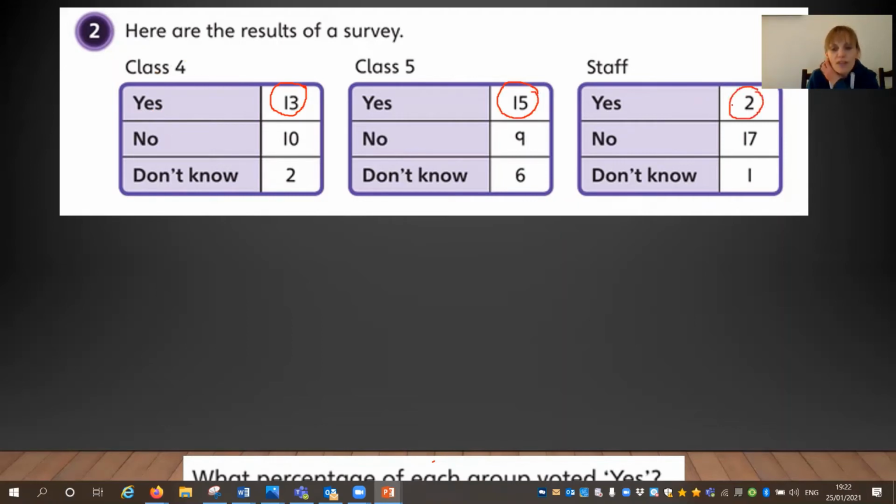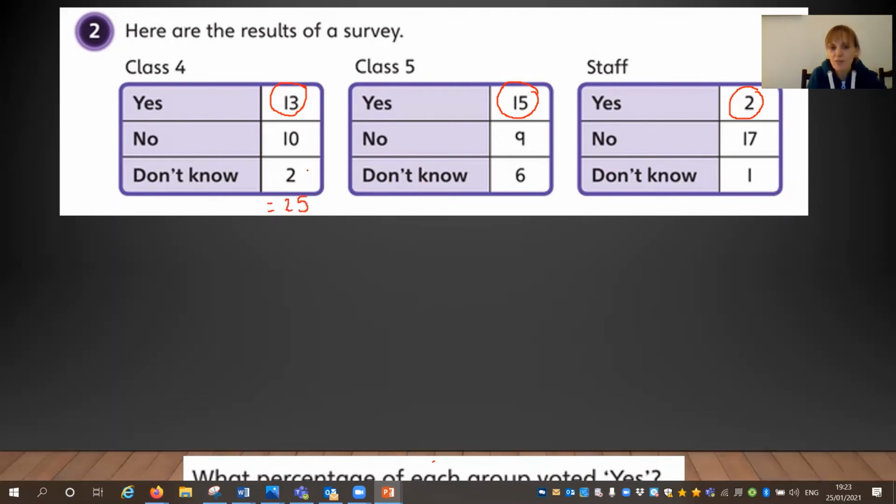Now, the important thing when you have a question like this is that you total how many people have voted before we do anything. That's the same as just looking at a grid and thinking, how many parts has it been divided into? We need to know the total amount before we can work out any percentages. So for class 4, how many people here have had a vote in the first place? Well, we've got to do 13, add 10, add 2. Now that gives us a total of 25, doesn't it?